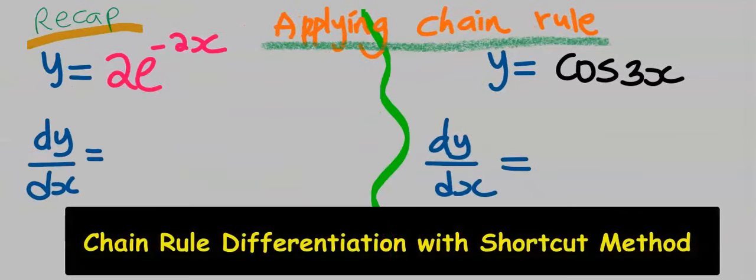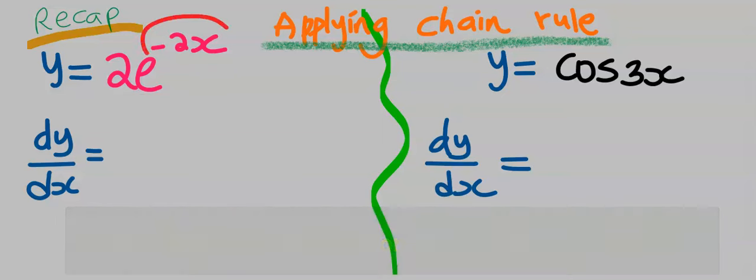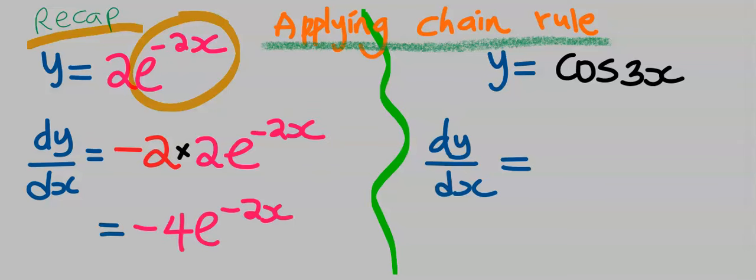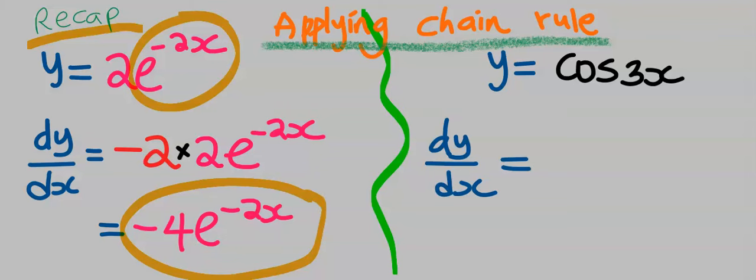By chain rule, to differentiate this function, we are going to differentiate minus 2x, and our answer is minus 2. And these 2 will multiply these 2. Next, we're going to recopy back this, and our answer will become minus 4 exponential minus 2x.